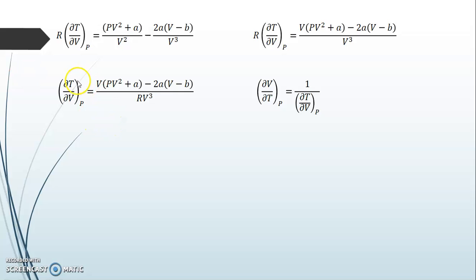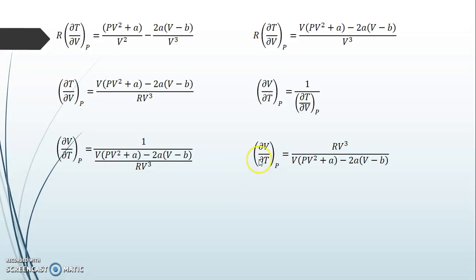Now that we have an expression for the derivative of T with respect to v, we can use the relation that we mentioned before. The derivative of v with respect to T is equal to 1 over the derivative of T with respect to v. So we already know what this expression is. We have it in here. So we replace it and solve this operation. Finally, we'll get this term over here.